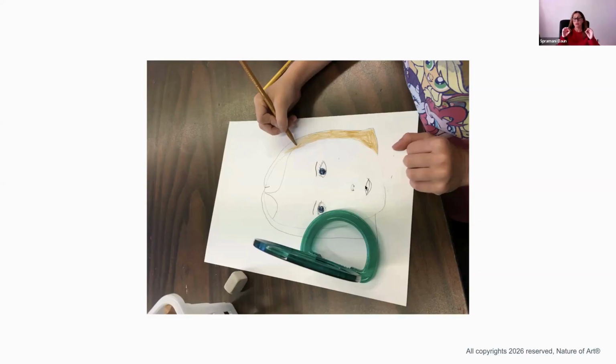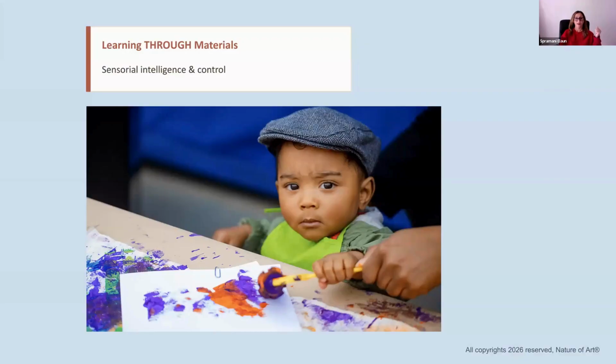So these are the little building blocks that artists learn when they're creating artwork, and it's got its own language. Learning through materials is also part of art literacy. So we have this toddler right here working with a paint roller and paint and paper and movement, and it's a sensorial experience.